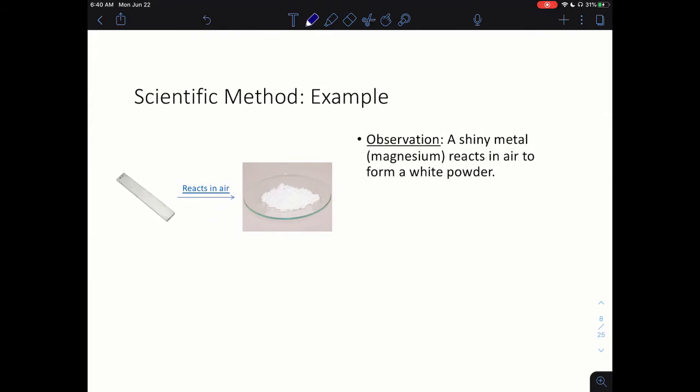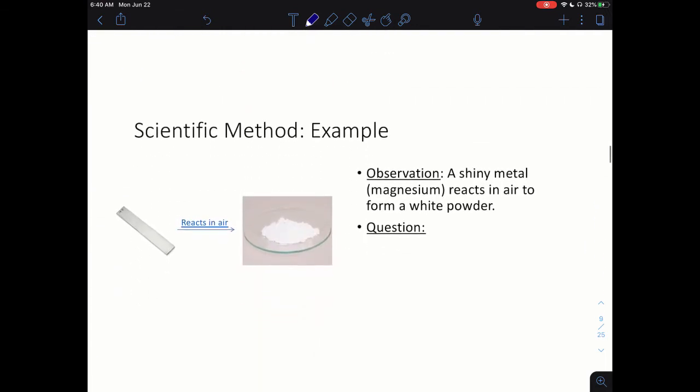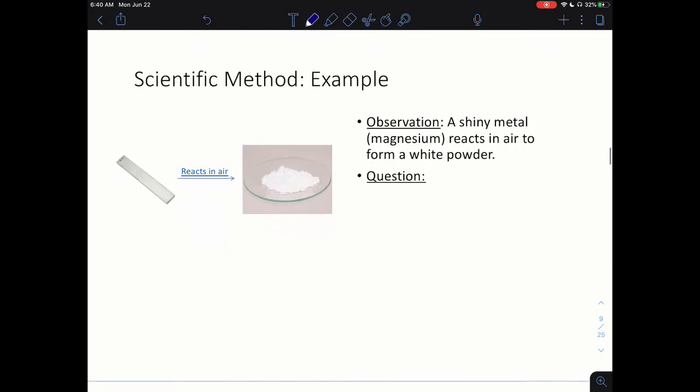observation. So one might notice that when a shiny strip of metal, this is magnesium metal, is exposed to air, it forms a white powder. Now that's interesting. It goes from this strip of metal to a brittle white powder, something very, very different. So I want to understand why that is. So I'm going to ask a question. So my question is, why? Why does this metal turn into a white powder?